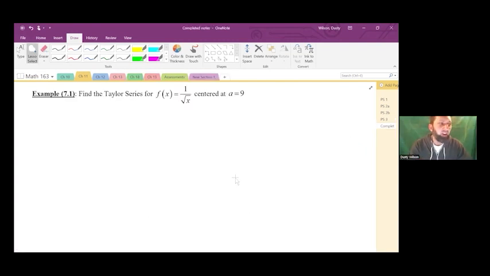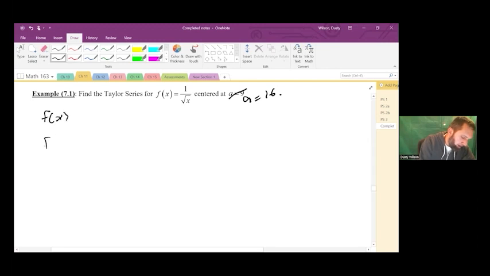Example 7.1. Find the Taylor series for f of x equals 1 over the square root of x centered at a equals 16. So to do this, we need to make the table of derivatives. We're going to look at f of x, f prime of x, f double prime of x, f triple prime of x, and the fourth derivative. Okay, and we need to find each of these.